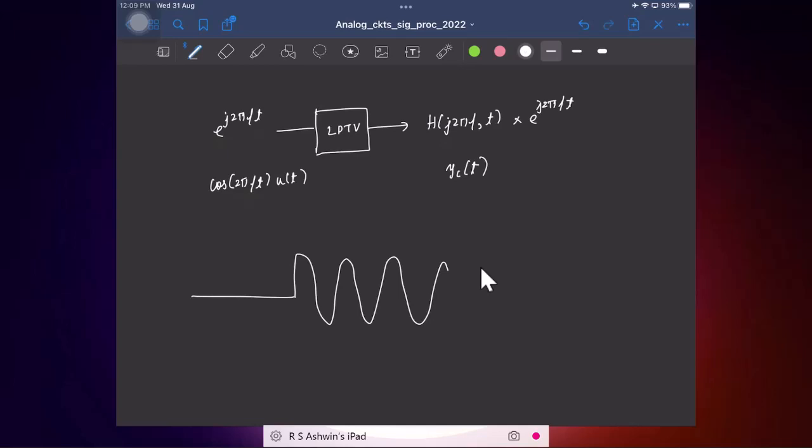So the circuit basically will take some time to attain a final response, and that's what will match the response to cos 2 pi ft. And that's why we are looking at the steady state response. If you could apply a signal of cos 2 pi ft directly, there is no need, but of course in practice we can't do it. That's all.